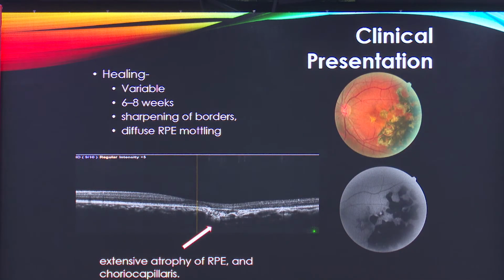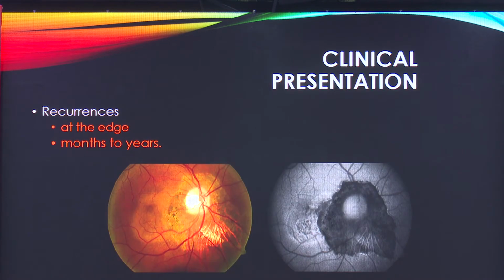Lesions start healing by 6 to 8 weeks with or without treatment and show varying stages of resolution. It is seen as diffuse RPE mottling with extensive atrophy of RPE and choriocapillaris. These are characterized by total hypoautofluorescent areas with sharp borders, indicating the complete loss of fluorophores. Recurrences are common and usually occur at the edge of previously healed lesions within months or years.